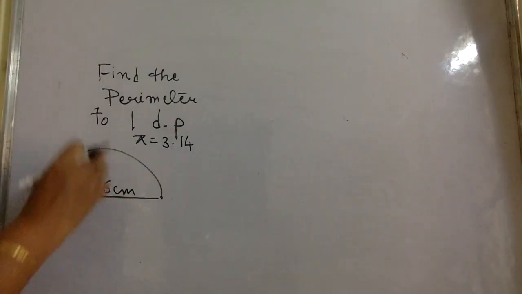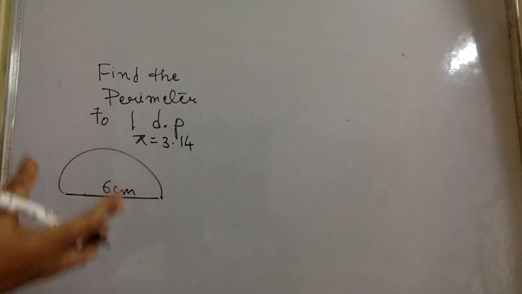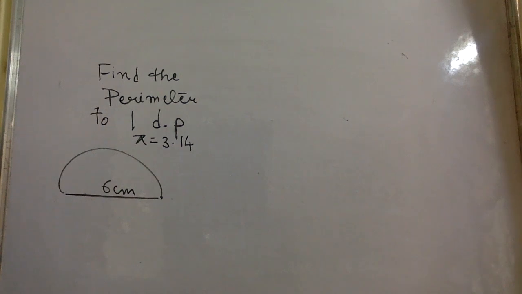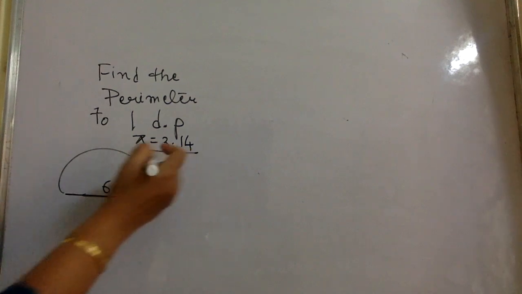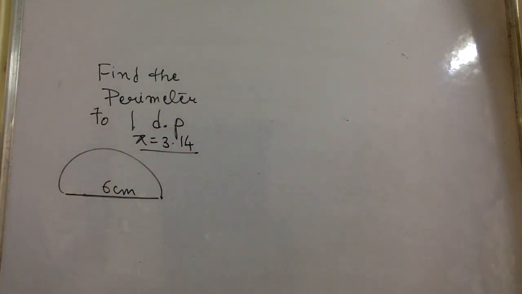Now here is a question: find the perimeter to 1 dp. dp means to 1 decimal place. Okay, find the perimeter to 1 decimal place, and pi you have to use, they are telling you, is 3.14. Sometimes they say 3.142, sometimes they say 3.14, sometimes you are asked to take 22/7 also. So here they have asked the perimeter.